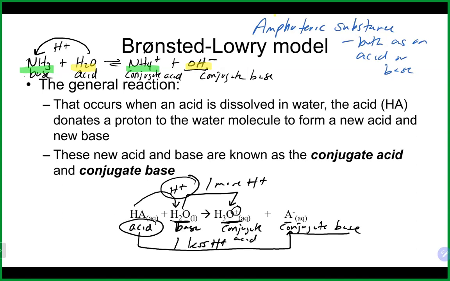You always find your regular acids and bases on the reactant side, the left-hand side of the arrow. Your conjugate partners, conjugate bases and conjugate acids, are always found on the right-hand side of the arrow. So conjugate partners on the right-hand side, our product side, regular old acids and bases on the left-hand side of it. Any questions on that?